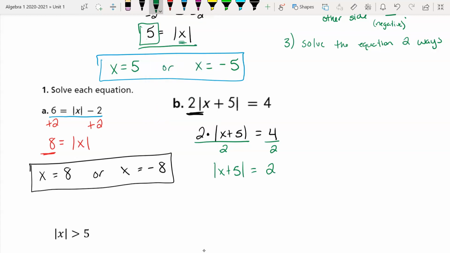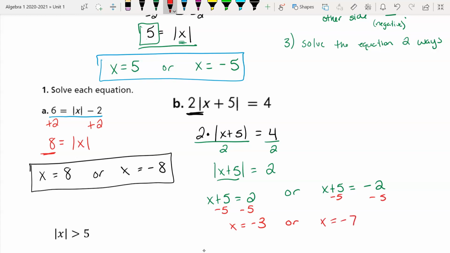Your next step is to set up your two equations. So the absolute value stuff stays the same. So I still have x plus 5 equals, this time it's going to be a -2. And you would solve both equations. So I'm going to subtract 5. So x can be -3 or x can be -7. And that would be your two answers.